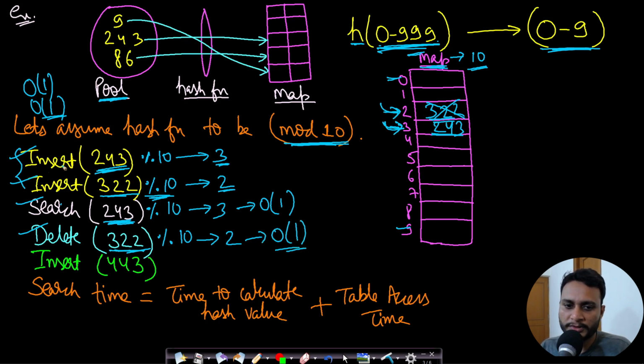So each of these operations, insertion, search and deletion, is done in O(1) time. So this seems quite smooth, quite simple and very easy to understand as well. So is there any problem? Can we encounter any problem in this case?